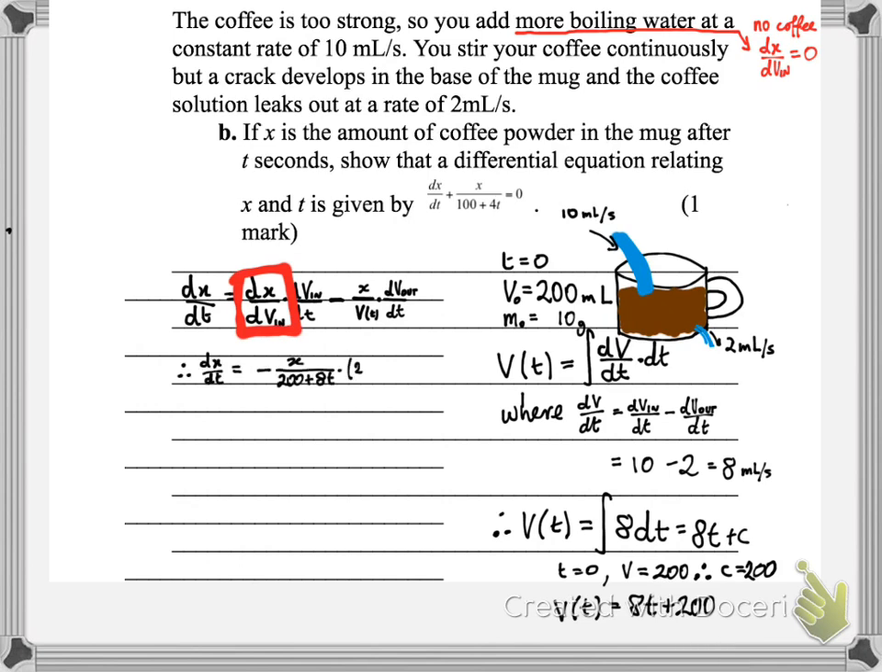So let's include that in our DE. This term here is a 0 term, so we don't have to worry about that. So all that's left is the second term, and we've got the solid x divided by the volume at a point in time, so there's our volume amount, 200 plus 8t, multiplied by the flow rate out of the cup, which was 2 from here, 2 mils per second flow rate out.